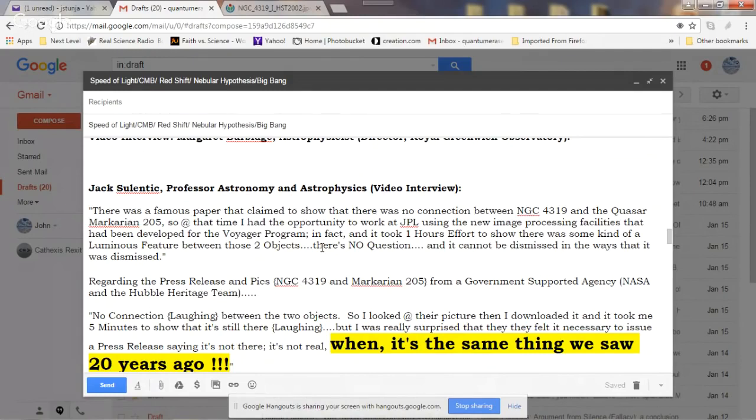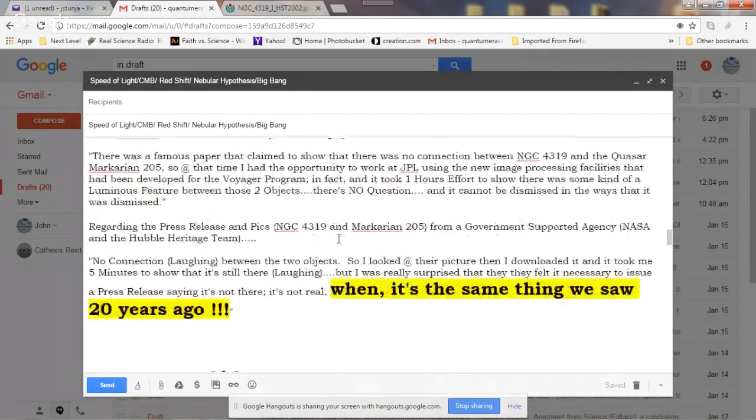Yeah, that's one of your favorite institutions right there, Convex. Using the new image processing facilities that had been developed for the Voyager program, it took one hour's effort to show there was some kind of luminous feature between those two objects. There's no question, and it cannot be dismissed in the ways that it was dismissed.